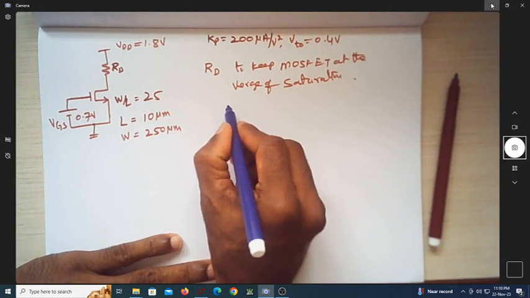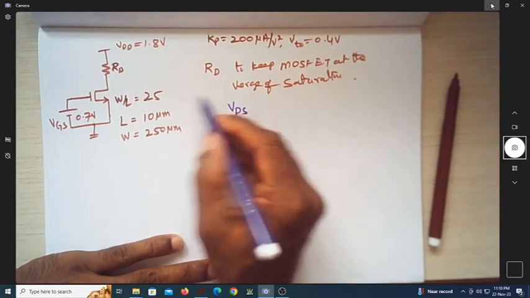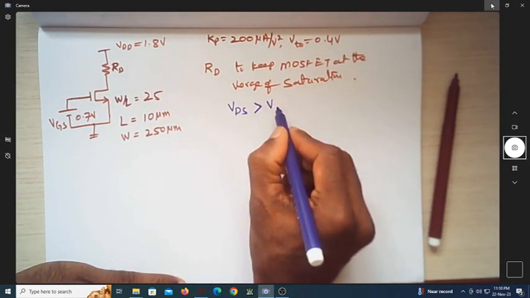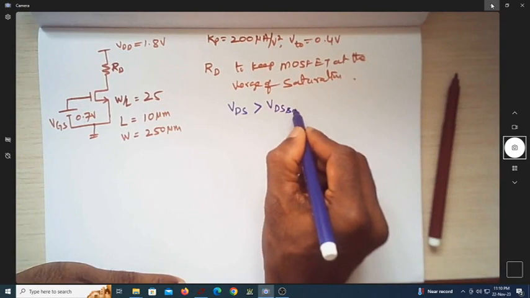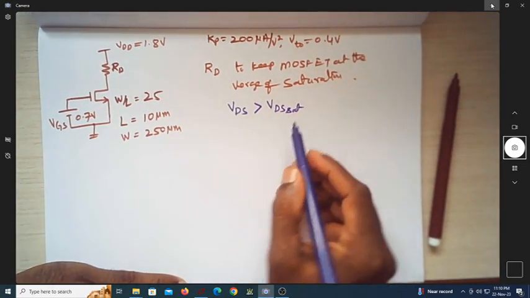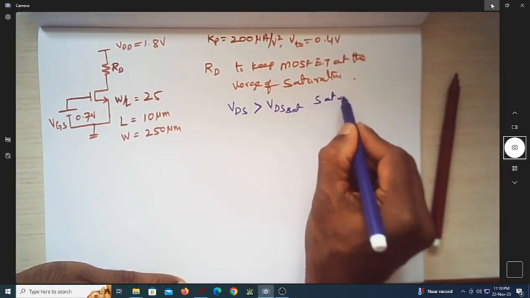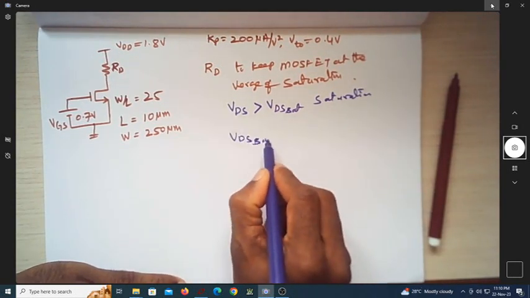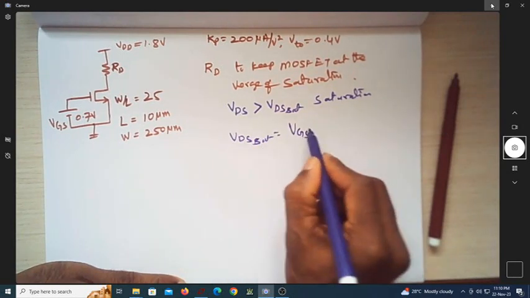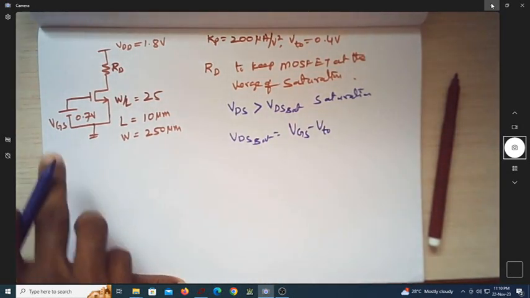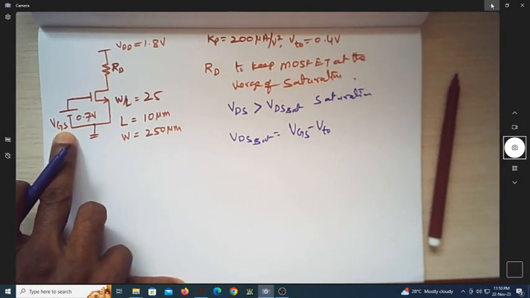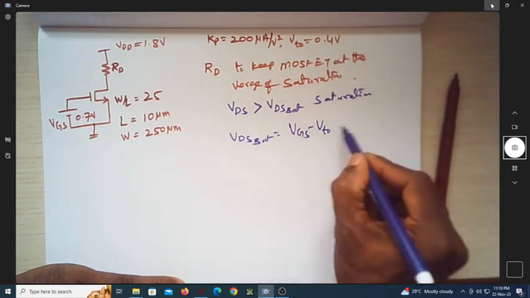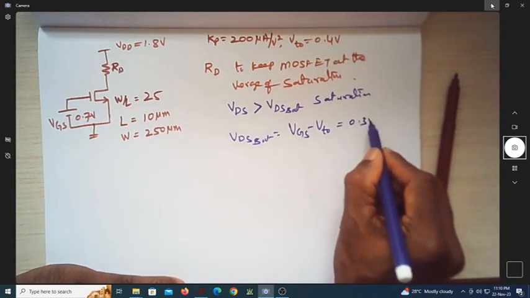We know that VDS, that is the voltage across drain to source of the MOSFET, has to be greater than VDS sat to keep the MOSFET in saturation. This is the condition for keeping it in saturation. So what is VDS sat? VDS sat is nothing but VGS minus VTO. Since VGS is given as 0.7 volts and VTO is assumed to be 0.4, VDS sat happens to be 0.3 volt.